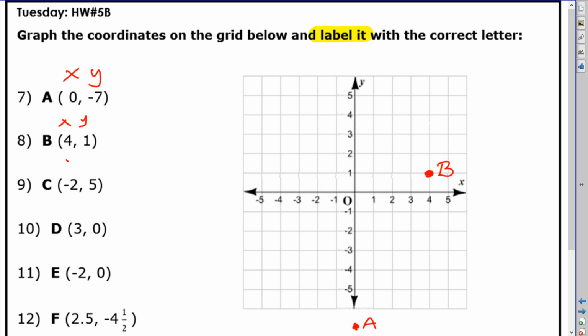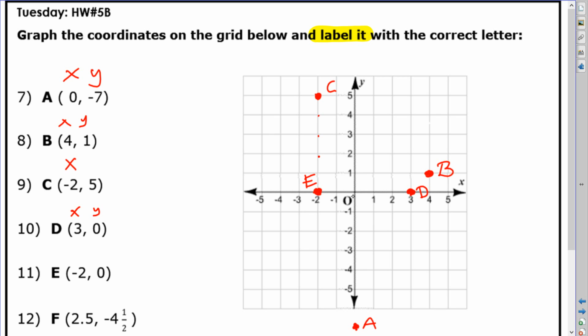Letter C. Negative 2 on the x. That means we go to the left. Negative 2 on the x-axis. And 1, 2, 3, 4, 5 on the y-axis. So we'll label that with a C. Letter D. 3 on the x-axis means 3 to the right. And 0 on the y-axis means nowhere up or down. So I'm actually going to stay right on that axis. Letter D. Letter E is negative 2, 0. So that one is also on the axis, but over here.